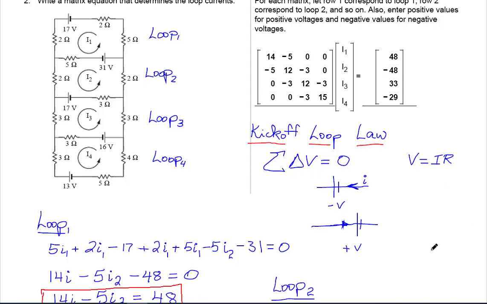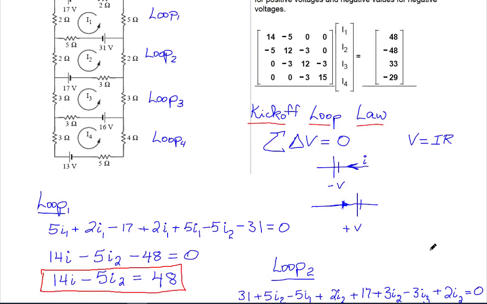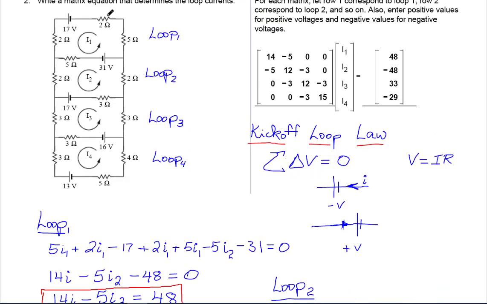So let's just walk around loop 1. So if I walk around loop 1, let's see. I've got 2 times I1, 2 times I1, 2 times I1, and 5 times I1. So each of these are times I1, and if you total them, there is 14 of them. Now you notice I1 is coming this way, I2 is going the opposite way, which is minus, so I get a minus 5I2.